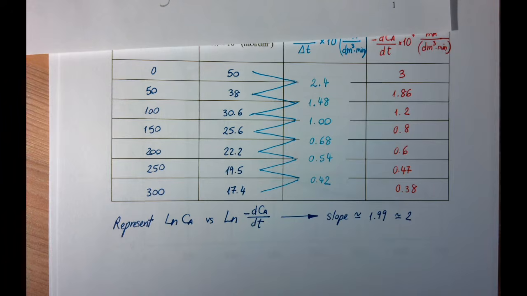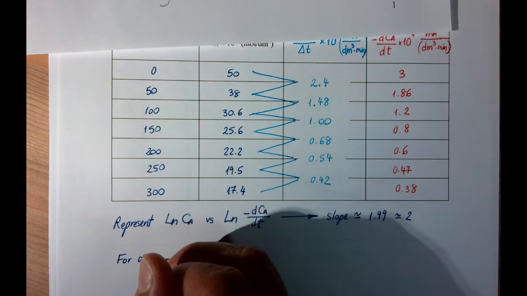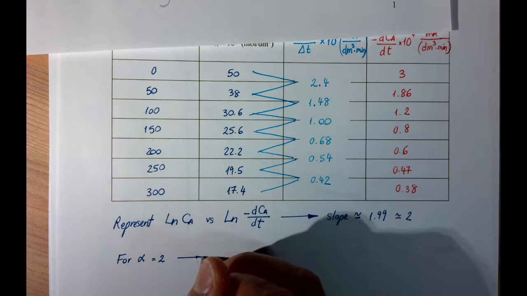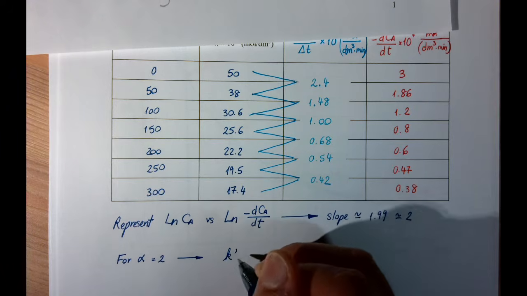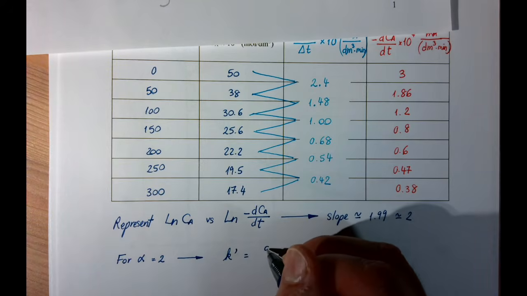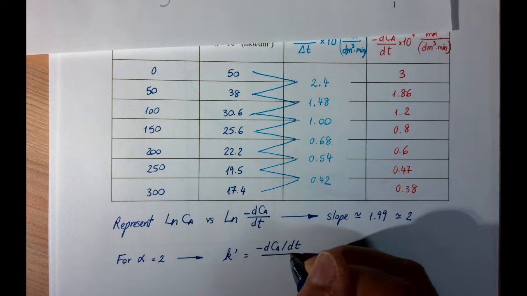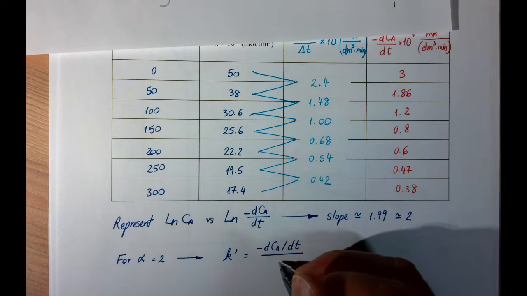What's the value of K prime? For alpha equal to 2, K prime would be negative dCA/dt divided by CA to the power of 2.